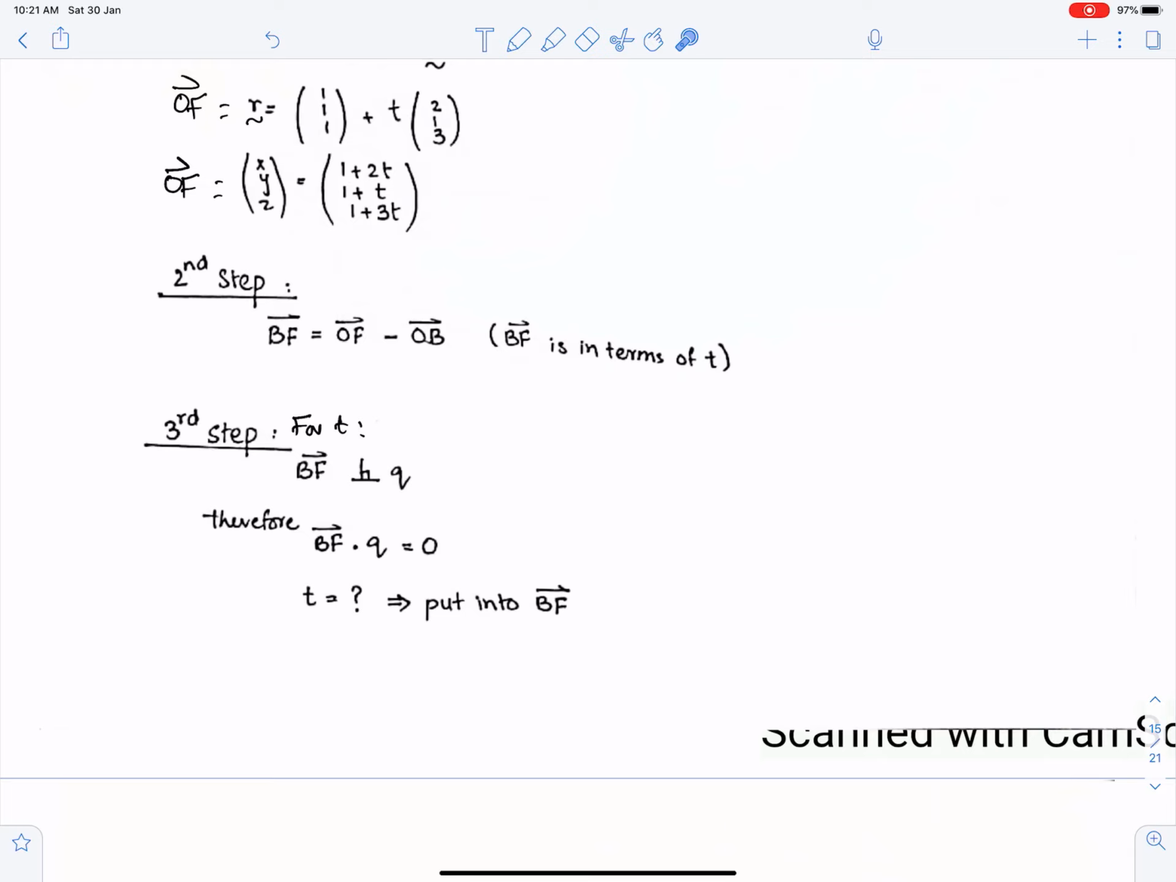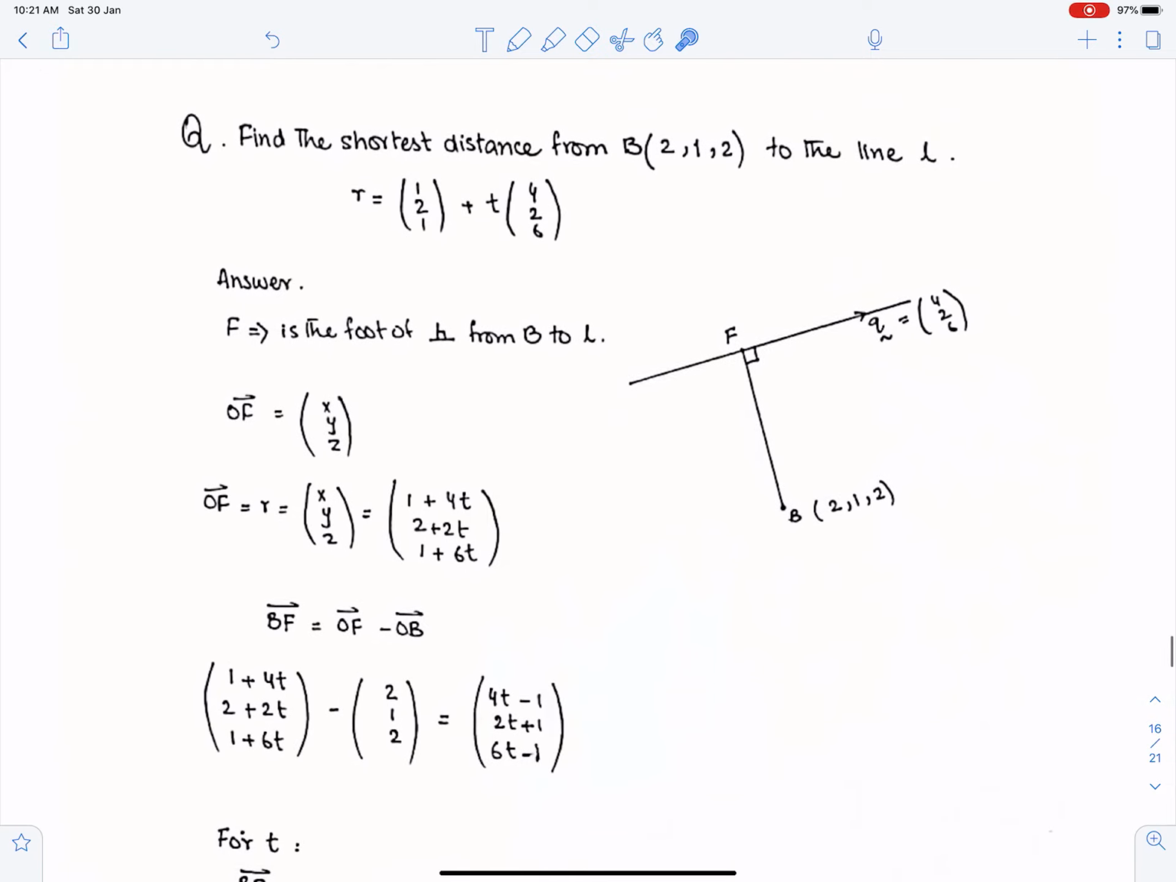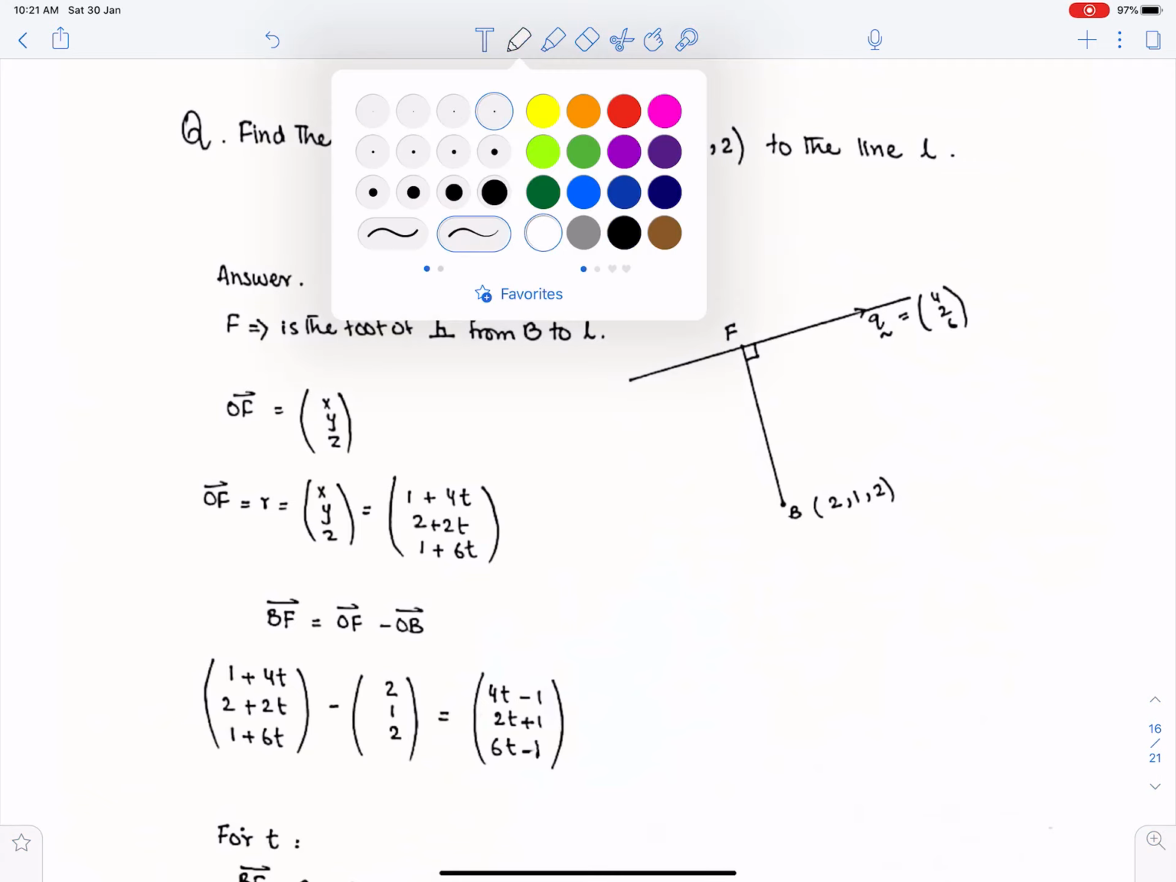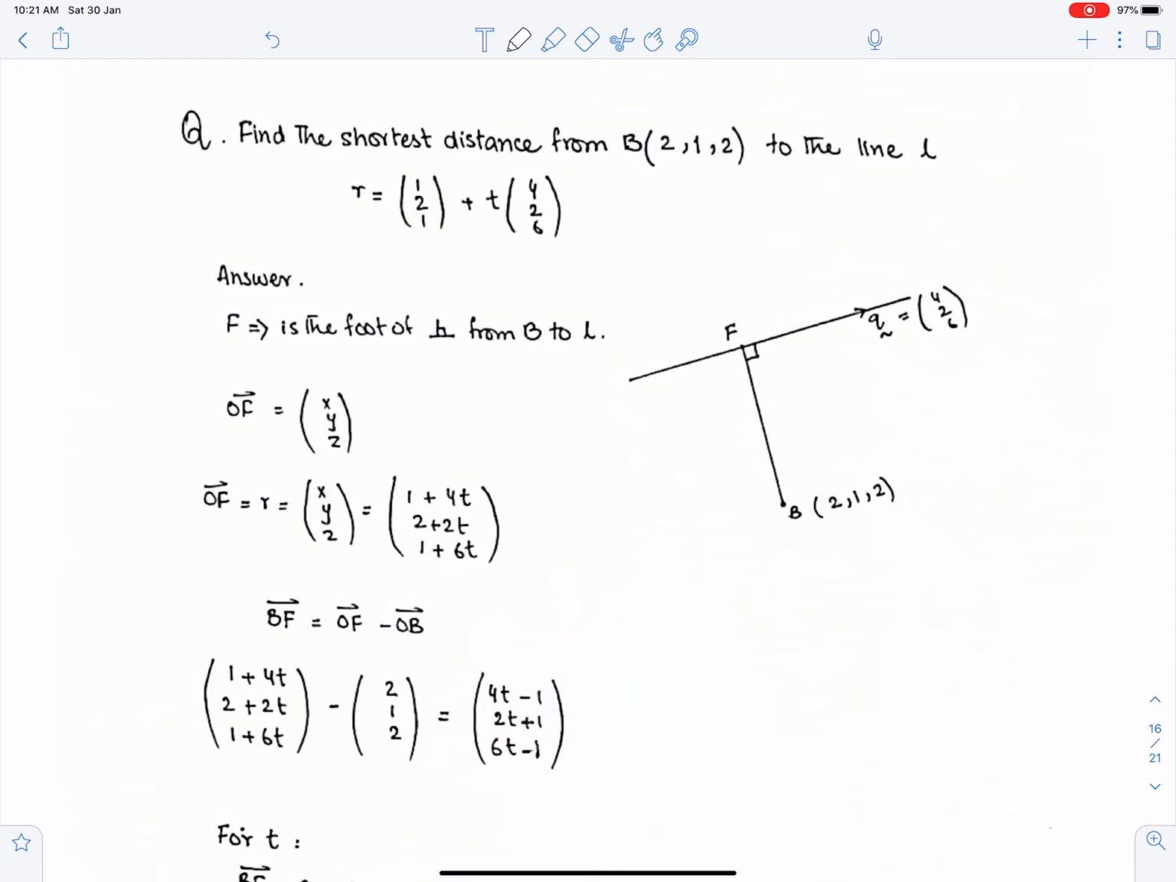Now let's understand this concept through this example. Find the shortest distance from B, this point, to the line L, and the equation of line L is this. Now first make a rough sketch. B is here and this line is here. And this is Q, the direction vector of the line. It's here. And this is the foot of perpendicular, X, Y, Z, from B to this line L.